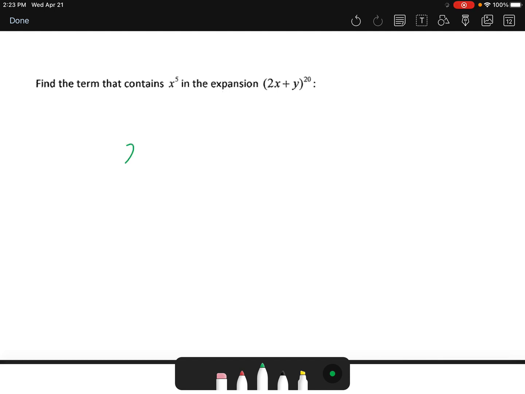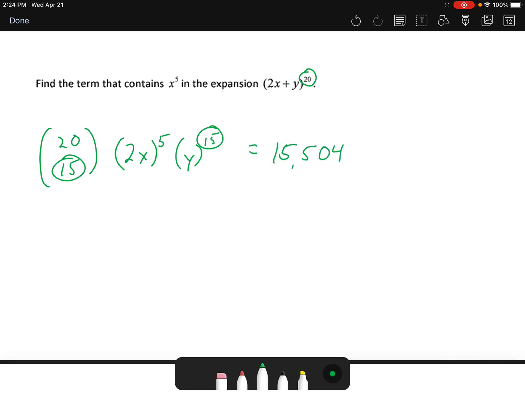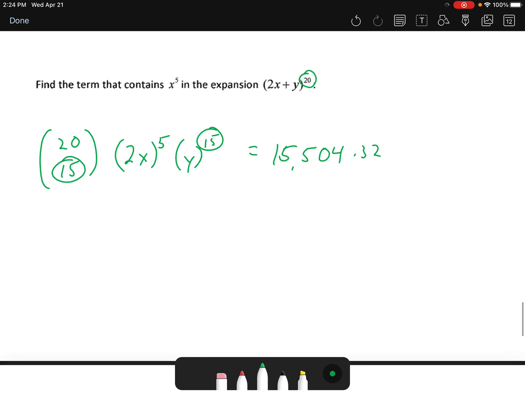How are we going to find it? Well, we know that it's going to be (2x) to the 5th, correct? It has to be (2x) to the 5th to get x to the 5th. But that also means that it's got to be y to the 15th because the exponents have to add up to 20, which means it's 20 choose 15, because I know these two numbers always match. So 20 choose 15 is manageable. That's 15,504. 2 to the 5th, isn't that 32? Times 32, x to the 5th, y to the 15th.